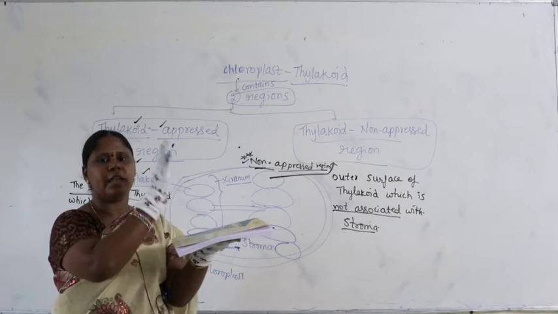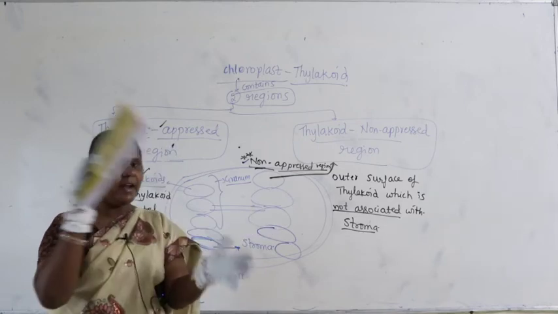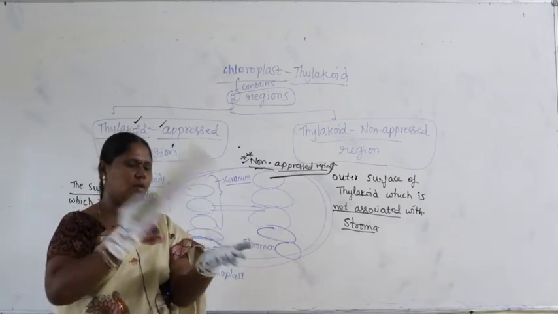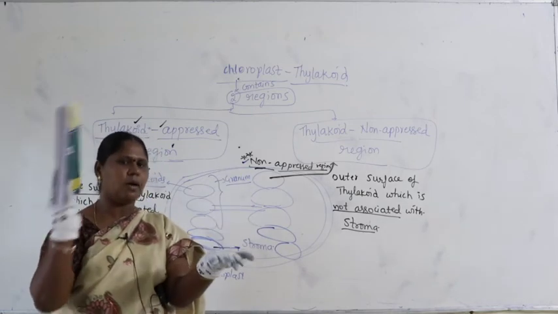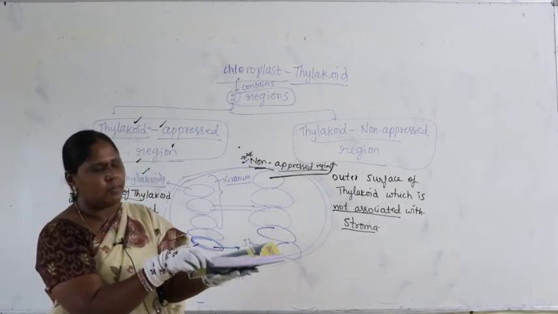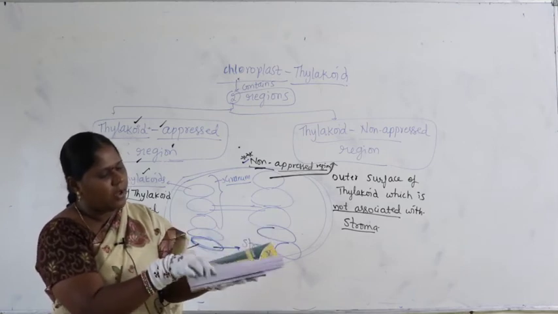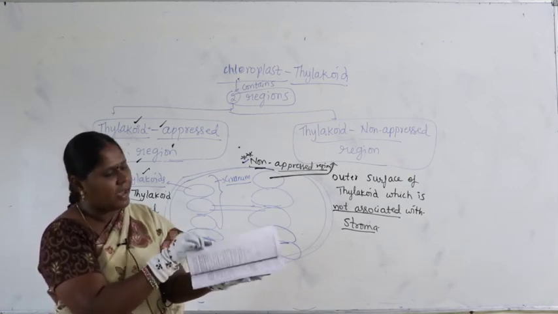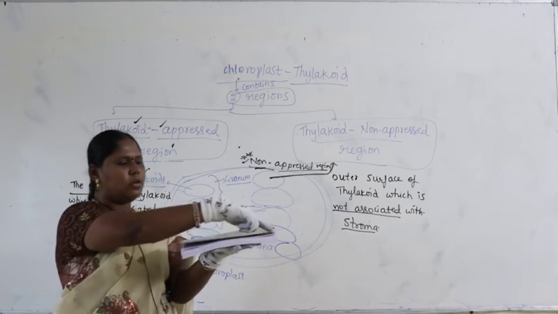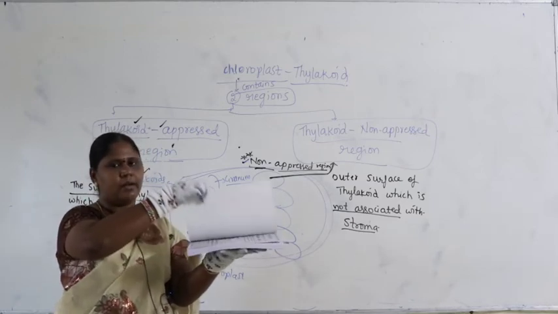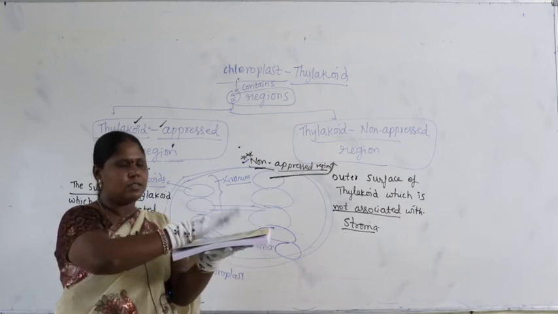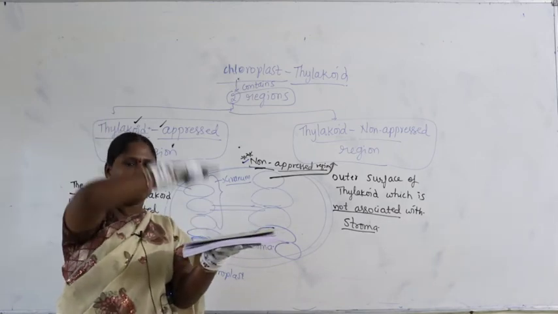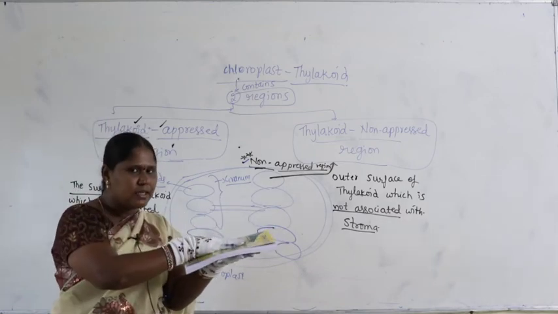Taking my hand as the stroma, on which the thylakoids are placed one above the other, this is called granum thylakoids. Now this is the outer surface of the outer thylakoid, onto which the light gets exposed. What is present here?